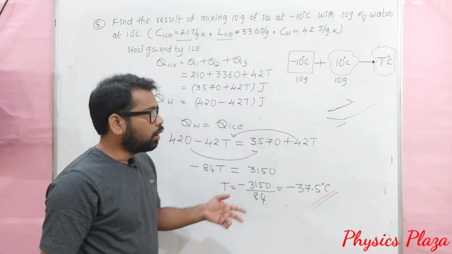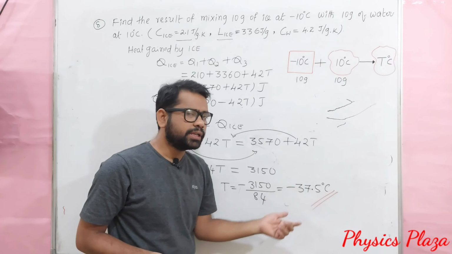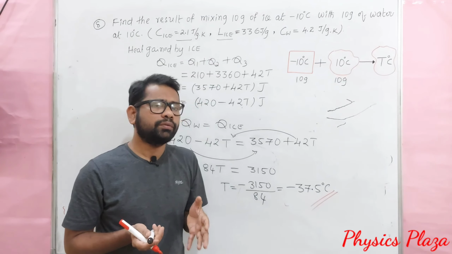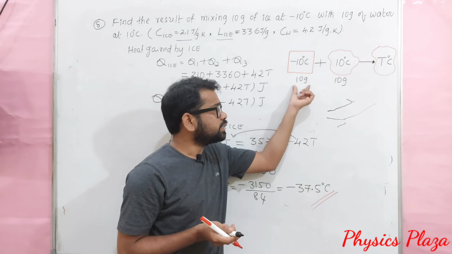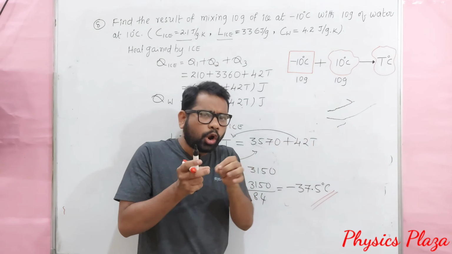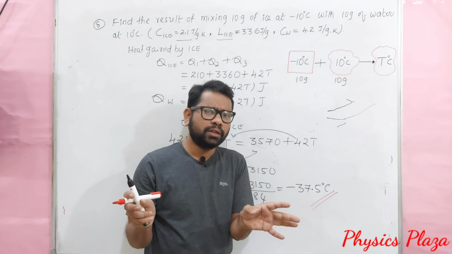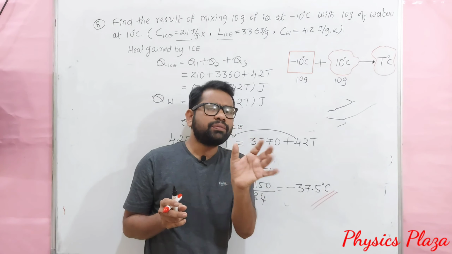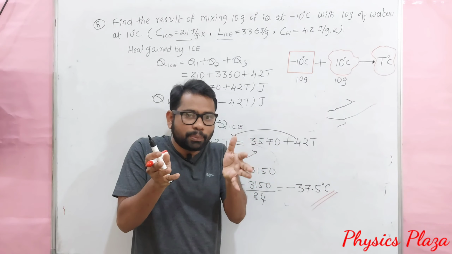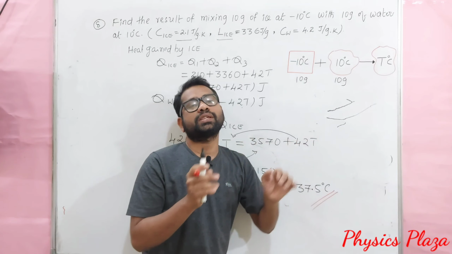Children, do you think that water can exist at minus 37.5 degrees Celsius? No, it is not possible. Which means the 10 grams of ice which we are adding to the water is not melting completely. Only some part of the ice melts. So the result of mixing the water and ice will be at 0 degrees Celsius only.